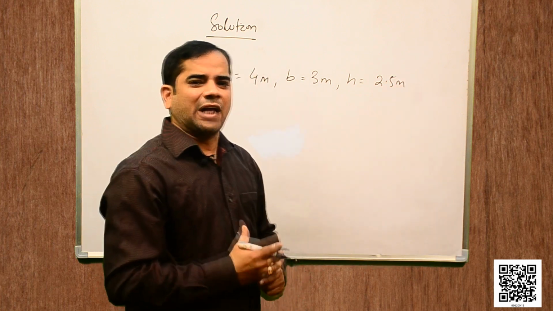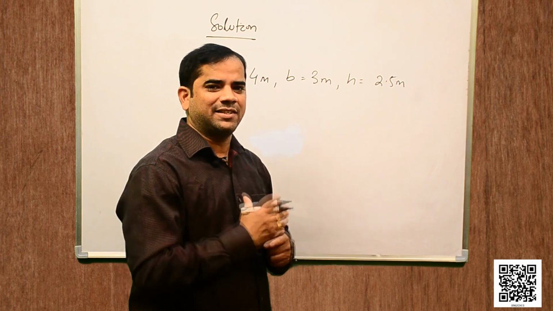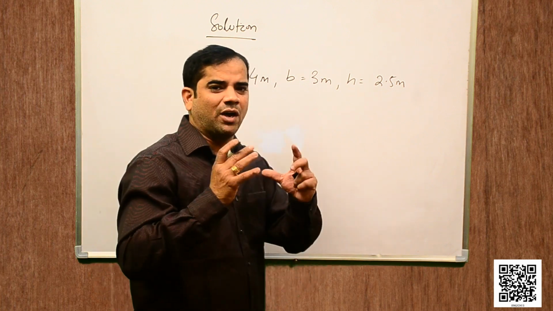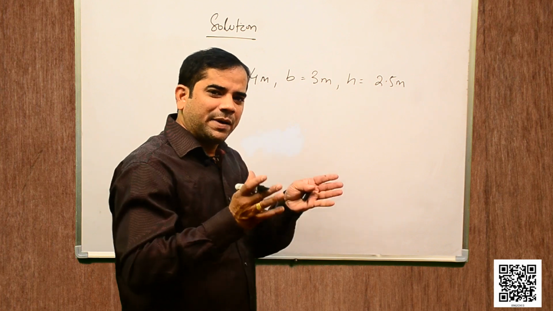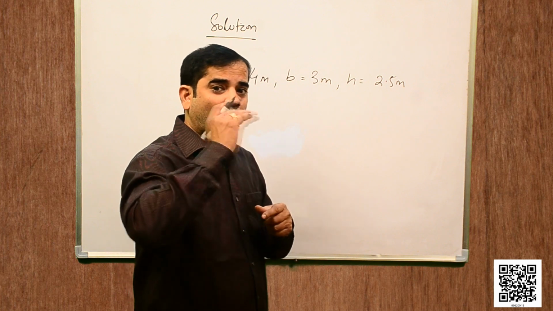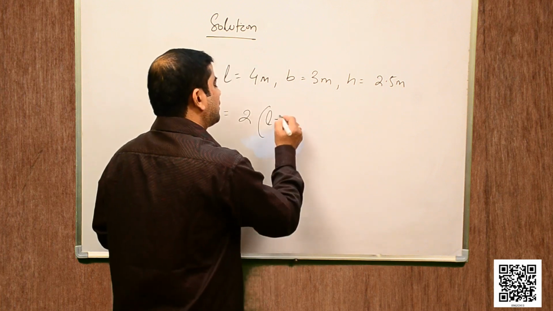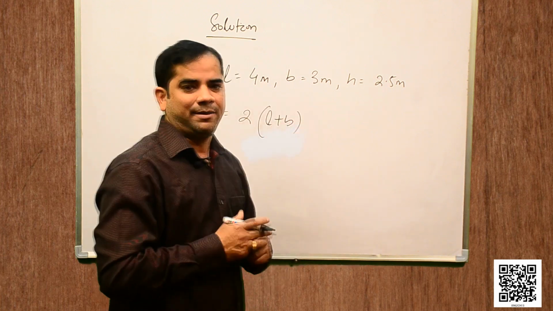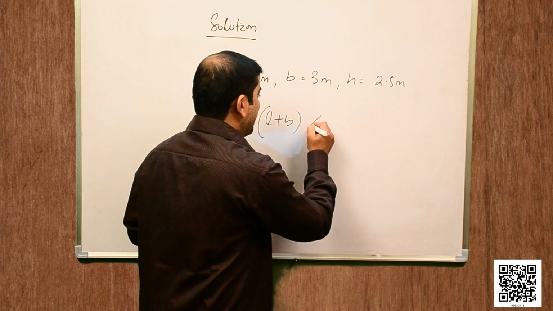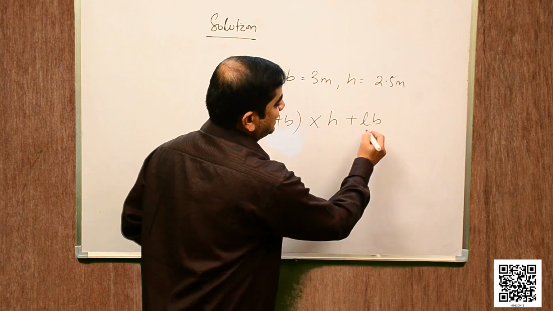Okay. So tarpaulin is required only for the 4 sides and top of the shelter. Hence, area of tarpaulin required is equal to, you just need to understand that the tarpaulin is required only for the 4 sides and top of the shelter. Fine. So 2 into (L plus B) into height, plus length into breadth. This is for the base.